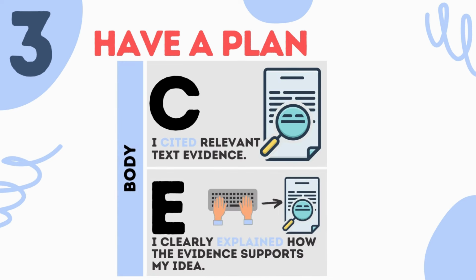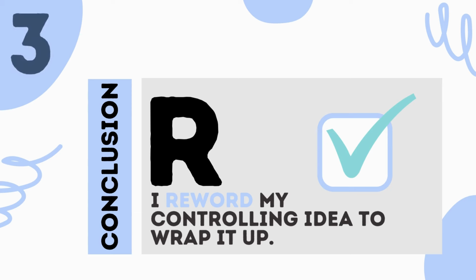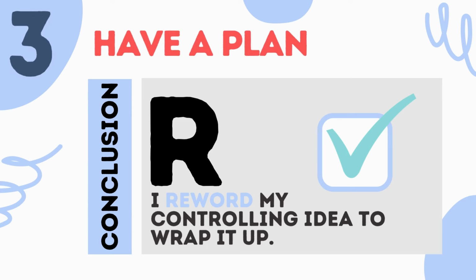Then when you move on to planning your body, it's extremely important in here that you're using cited, that means literally taken out of the text, relevant evidence that supports this idea that you've formed as your answer, and that you clearly explain how this evidence directly supports this controlling idea. And so these two parts are very important as you're defending your answer in the body. And then in your conclusion, it's important to reword that controlling idea so you can wrap it all up in a nice, neat package.